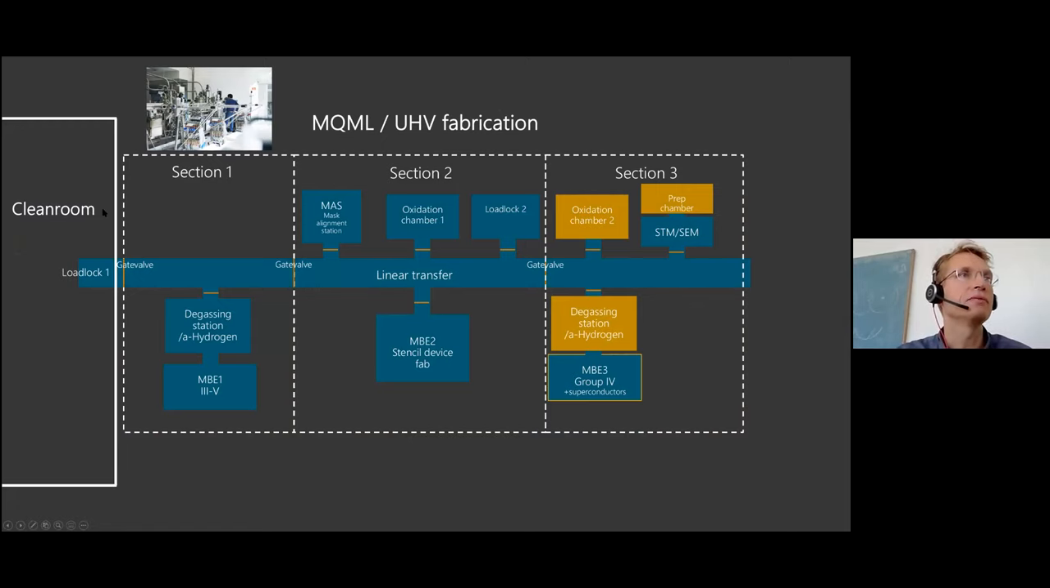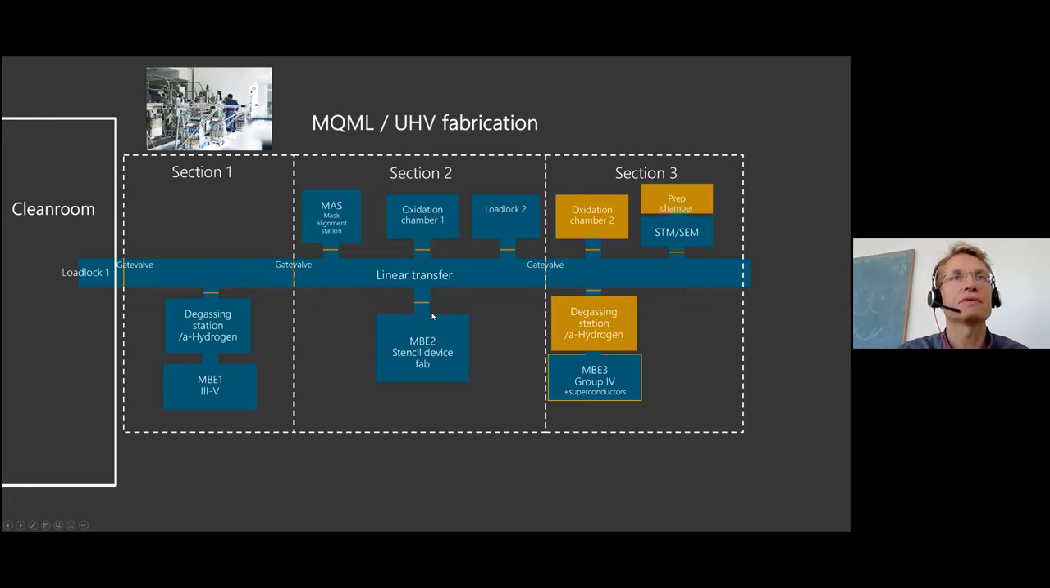we have a clean room, and in connection to the clean room, we have this load lock that leads into the UHV line, ultra high vacuum. And then we have divided into three sections. The first section is based on III-V materials, where we have a degassing station, also with atomic hydrogen cleaning, which is very useful for many purposes. I will also talk a little bit about that today. And then we have a gate valve, which separates from section 2.